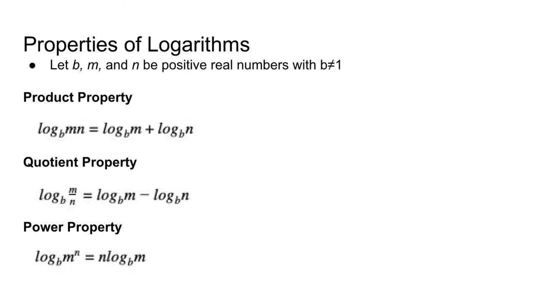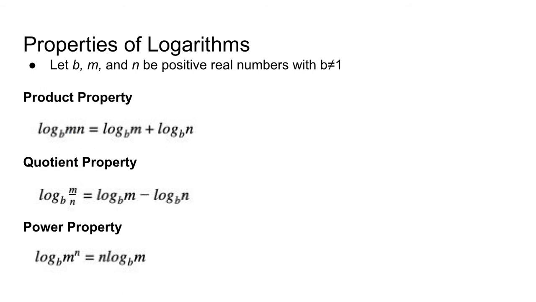Okay, now let's talk about some properties that logarithms have, some things that can make the problems easier. We have the product property, the quotient property, and the power property. These very much resemble some of the rules of exponents that you have. Because logarithms and exponentials are so closely related, the properties are going to mirror those a little bit.